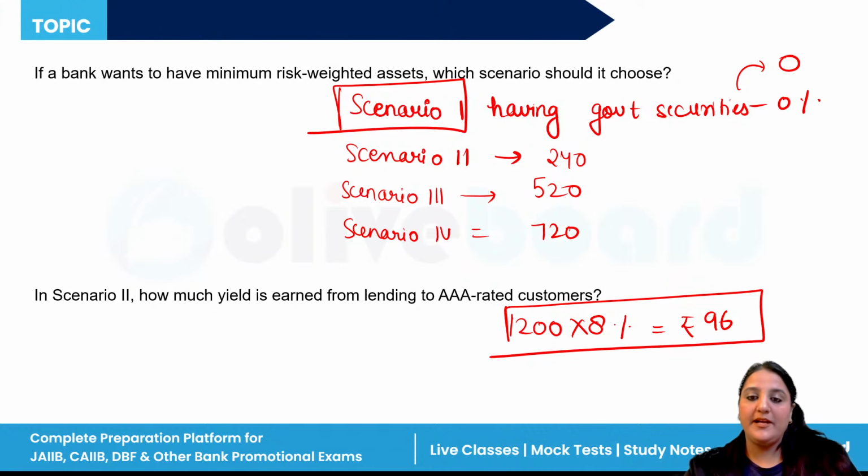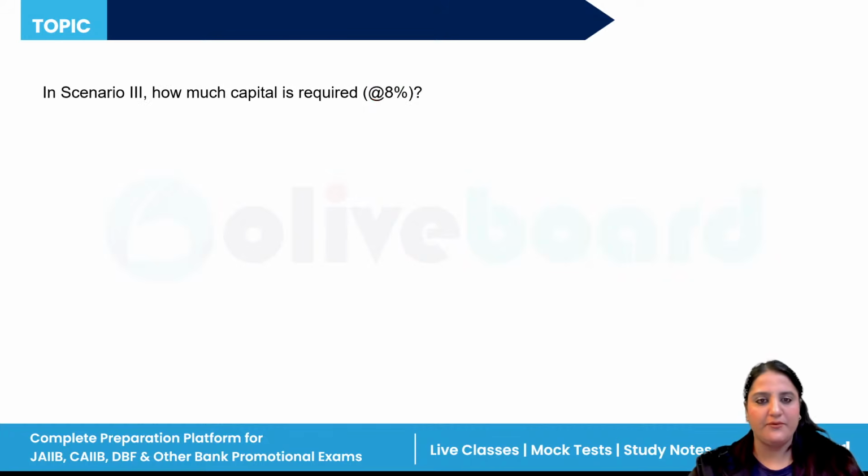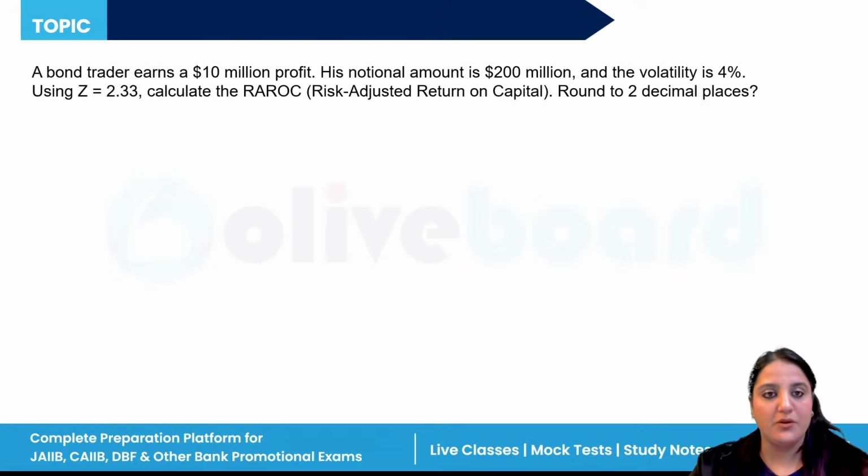8% of 1200 is 96. Is that clear? I hope that this case study is clear to you. If there is any problem in this, you can tell me. The 5 questions are done. Okay, the last question is also there.